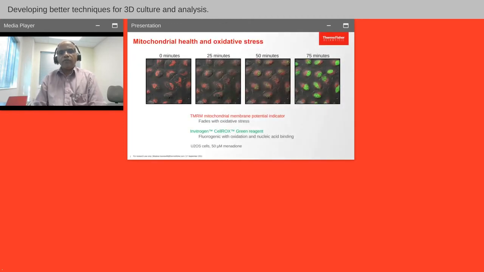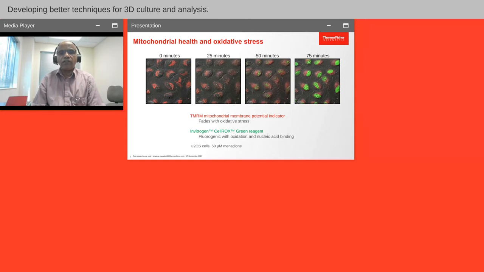Here is an example where this is a monolayer population. I want to talk about how these reagents work. Here is an example where we used TMRM, which measures mitochondrial membrane potential, which is high in healthy cells. There is more staining in healthy cells, and then we measure oxidative stress using CellRox green reagent, which is a fluorogenic reagent to measure oxidative stress in cells.